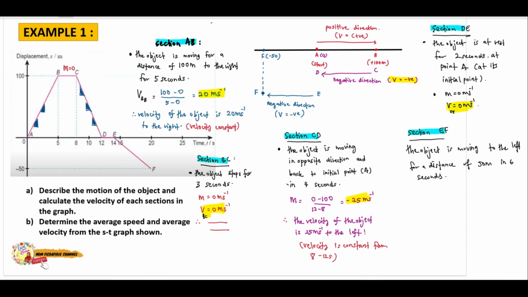Boleh? And the gradient of the graph should be negative 50 minus 0 over 20 minus 14. And the answer should be negative 8.33 and the unit is meter per second. Therefore, the velocity of section EF should be equal to negative 8.33 meter per second. Negatif lah. Okay. Direction dia adalah to the left. And the velocity is constant. Okay. Constant. The velocity is constant from E to F.